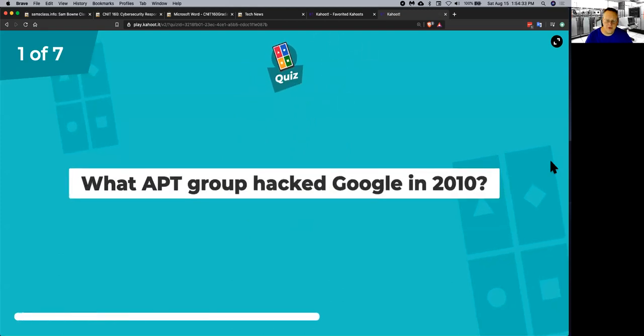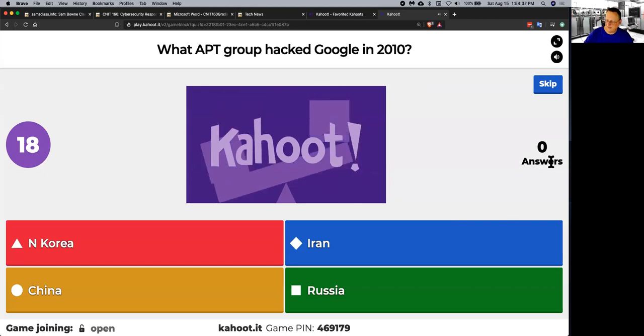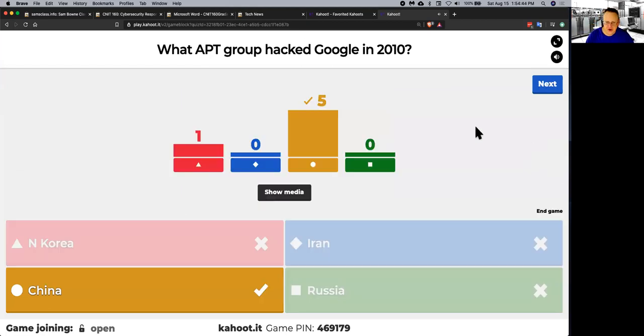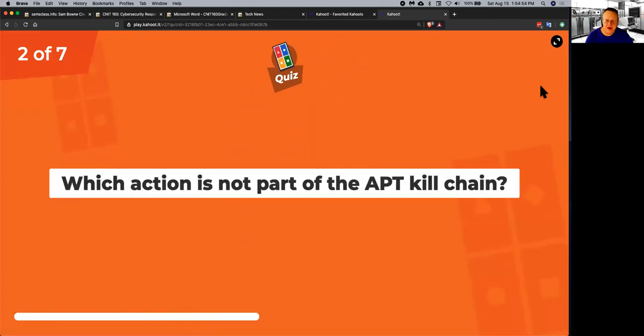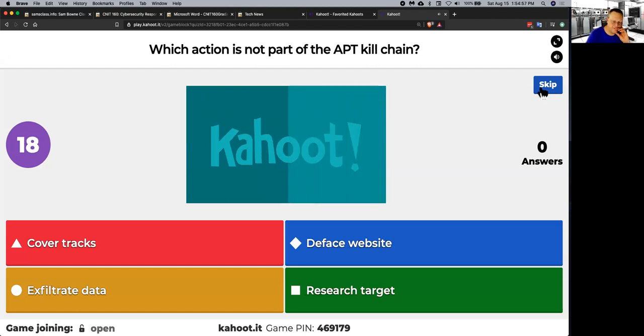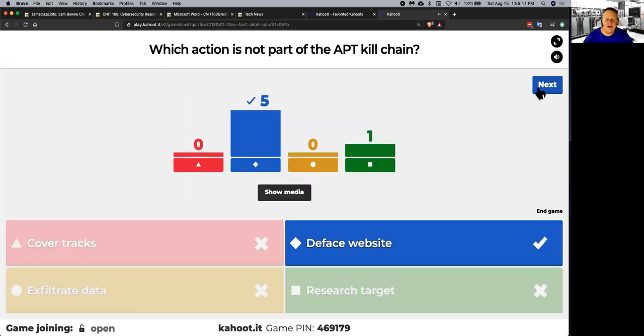So, who hacked Google in 2010? That was China, beginning the modern world of the cyber war that we know about. All right. Which action is not part of the kill chain? Defacing a website is something amateurs do and political activists. It is the opposite of the advanced persistent threat who want to sneak in and hide. They never would do anything to make it obvious that you've been hacked like that.